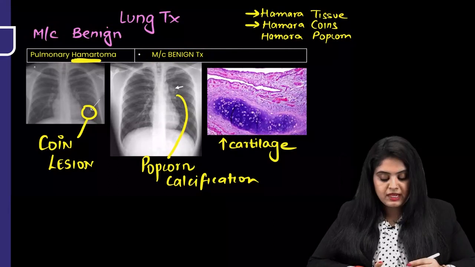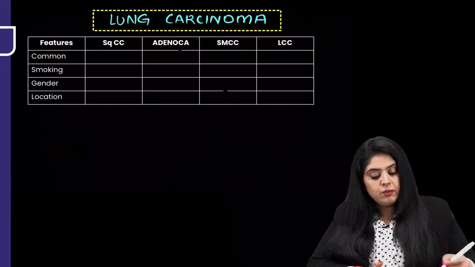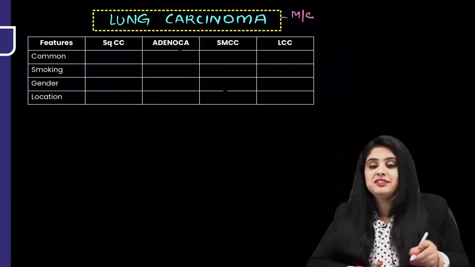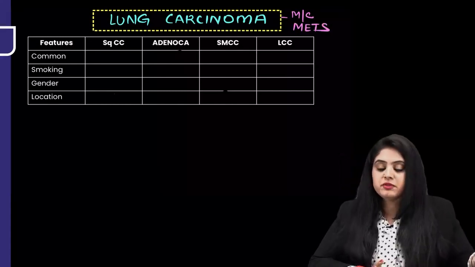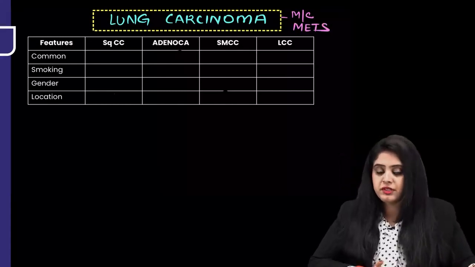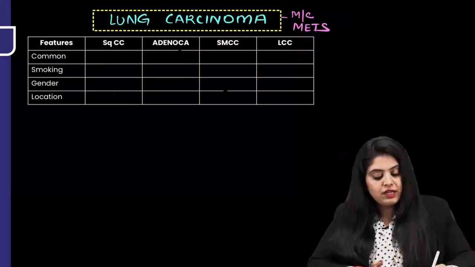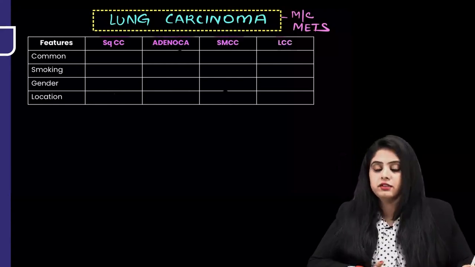Lung tumors mein benign ho gaya, so I think I can move on to the cancers now. The most common lung malignancy, what is that? Most common? None of these. Most common is metastasis. Remember, even for cardiac, the most common was metastasis. For here also, the most common is metastasis. But now forget metastasis. What are the 4 cancers of the lungs? Squamous cell carcinoma, adenocarcinoma, small cell carcinoma, large cell carcinoma.